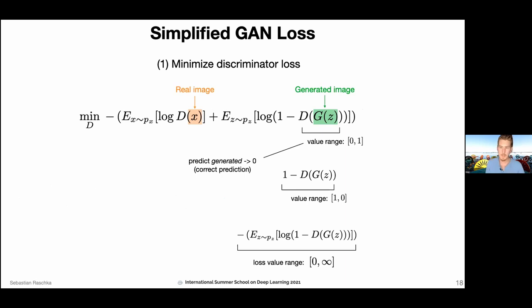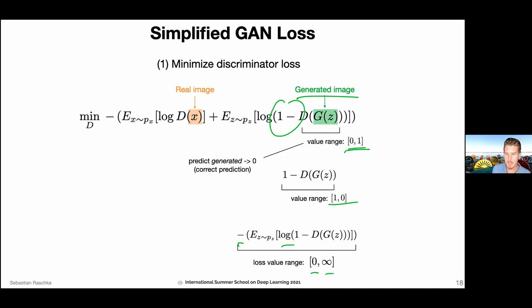We can do the same thing for the generated images. For the generated images, we get the value range between 0 and 1. And now we want to predict the class label 0, because they're not real images, they're generated images. So that's why we have the 1 minus here in front. The 1 minus turns the 0 to 1 range into a 1 to 0 range. And then when we add the log and the minus in front, this turns into a 0 to infinity range.